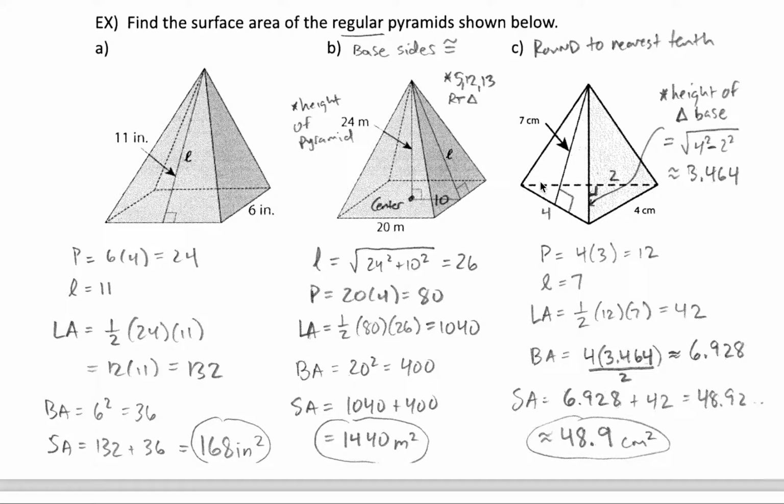Now the base area is where it gets tricky in a triangular pyramid. Because this triangle is equilateral, we don't know the height of that triangle. These side lengths are not perpendicular. A base and a height have to be perpendicular. So we have a base. We could use any of these base lengths of 4, but we have to find the height of this triangle on the bottom here.